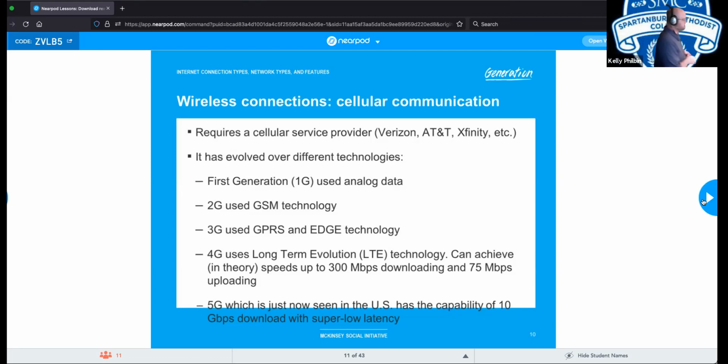5G, which is starting to gain a foothold and be a little more accepted by the market, is supposed to have capability at some point of 10 gigabits per second with super low latency. When this does come into effect, that is going to be awesome. The only problem we will have at that point would be data limitations.